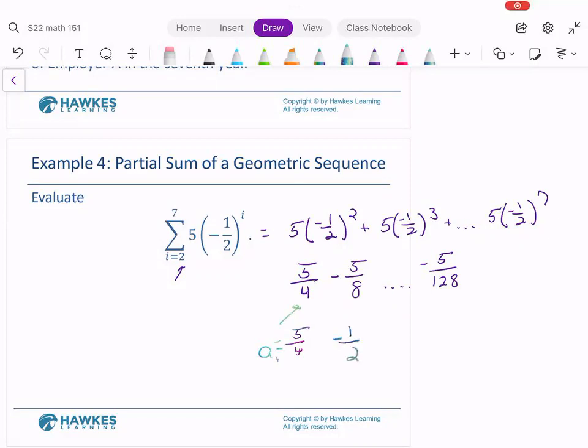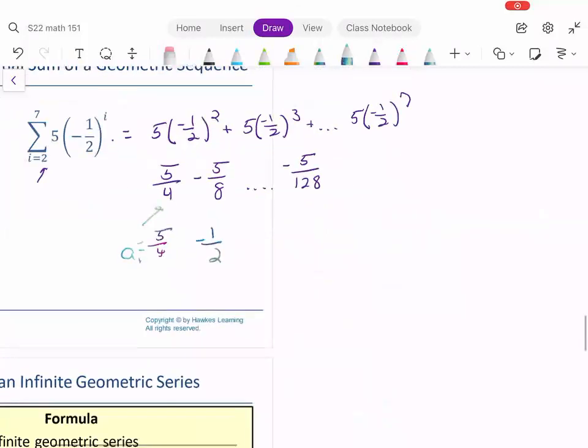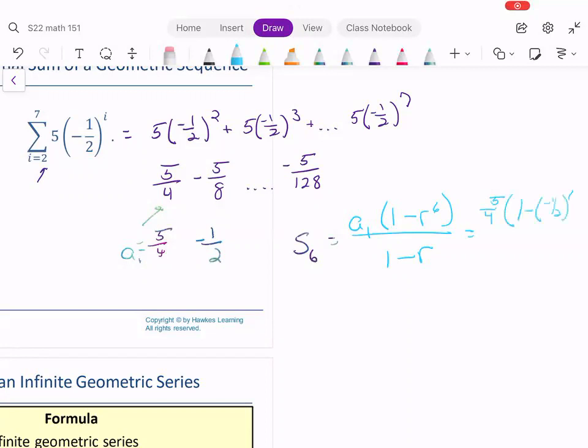Since there are 6 terms in the sum, because remember we started at i equals 2, then we can use the formula that we've been given, and we can say that the partial sum S sub 6 is going to equal a sub 1 times 1 minus r to the 6th over 1 minus r, which gives us 5/4 times 1 minus negative 1/2 raised to the 6th, all over 1 minus negative 1/2.